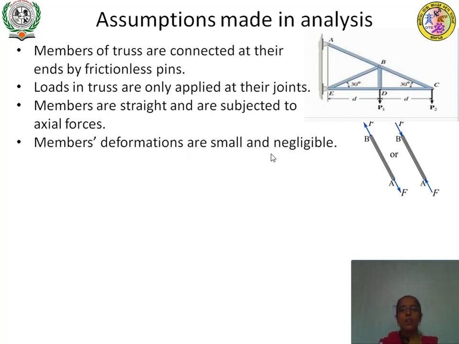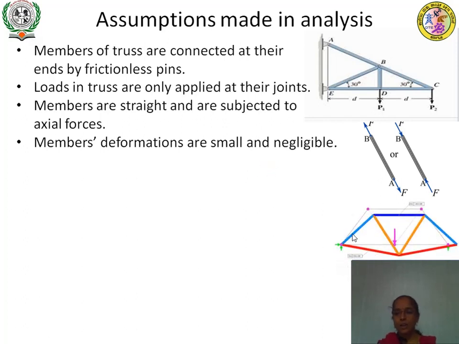Members' deformation is small and negligible. Suppose the members' deformation is very small and we can neglect it. Let us assume this is the original shape of the truss. After the loading it may deform like this, but this deformation is very small. That is the meaning, so we will neglect that deformation.